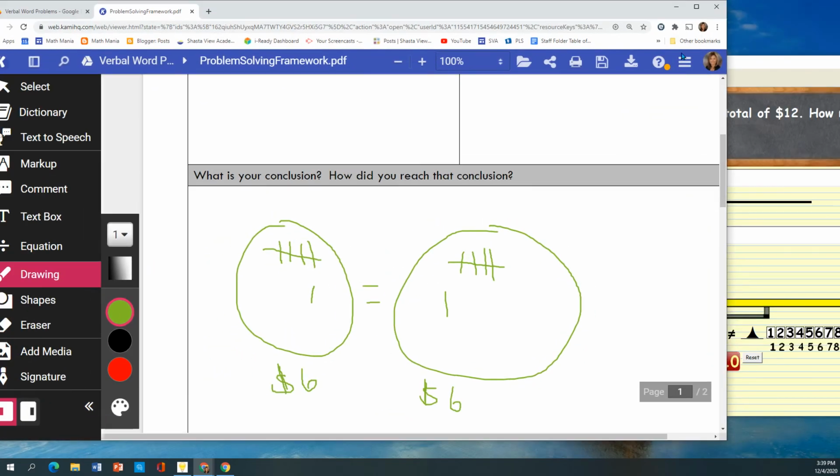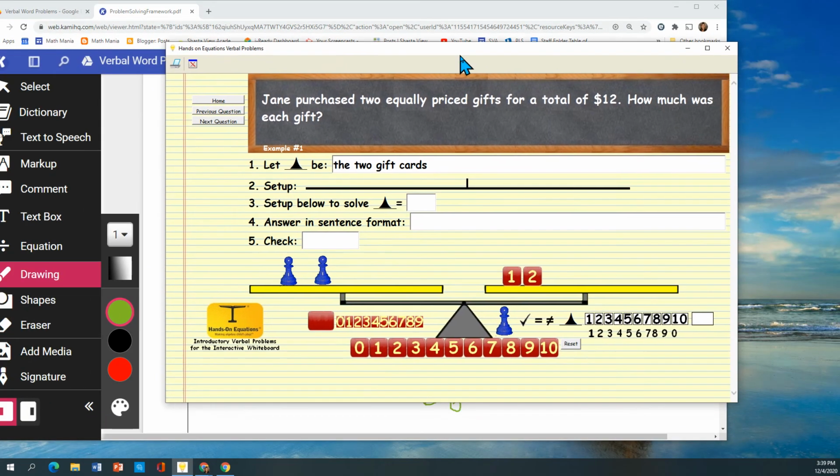So let's go back to this over here, and we're going to replace these pawns, because now I'm going to say that each pawn is worth 6. And now to answer in a complete sentence, each gift card is worth $6.